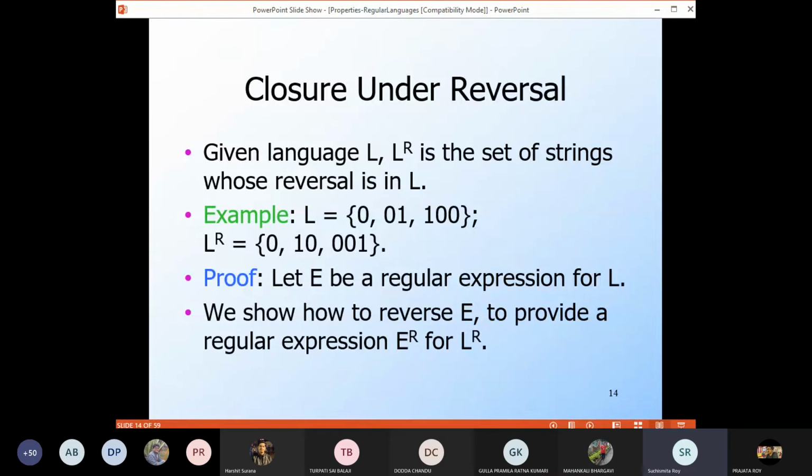And how do we prove it? Give the proof for this. Again, we try to.